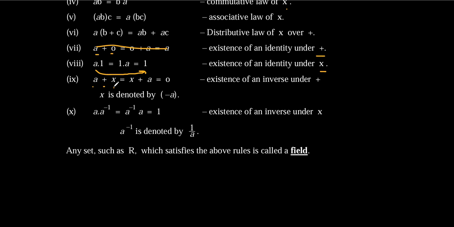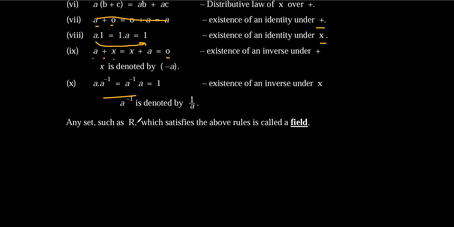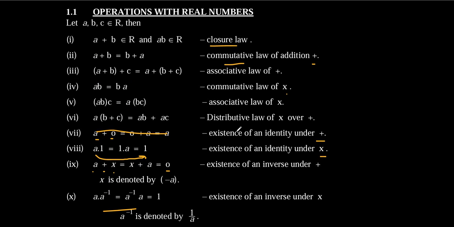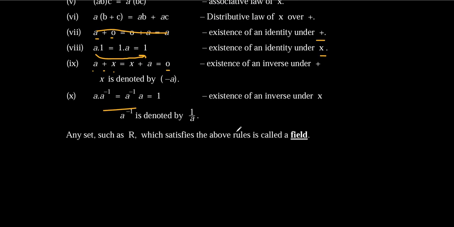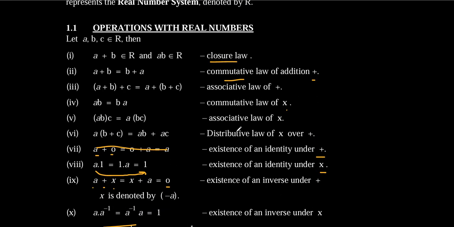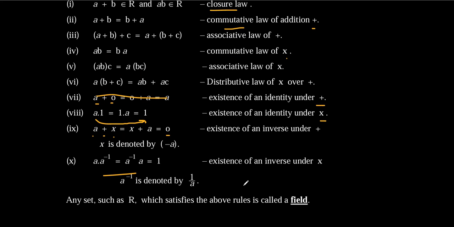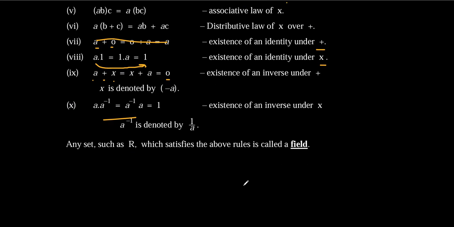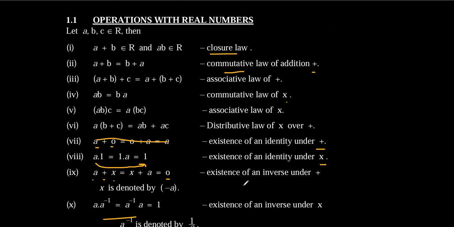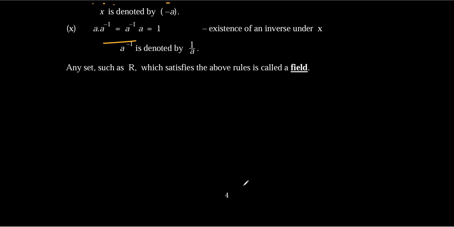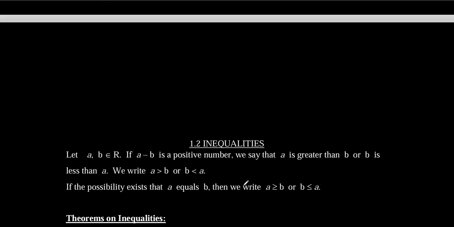Now, if x is the inverse of a, you get the identity, and the identity in addition is 0. It's the same thing you can say for multiplication. Now, any set which satisfies all the above rules is called a field. That's a special name for a set which can satisfy all of these rules. So you say the set of real numbers forms a field. It's more of abstract mathematics, but we'll get into that.